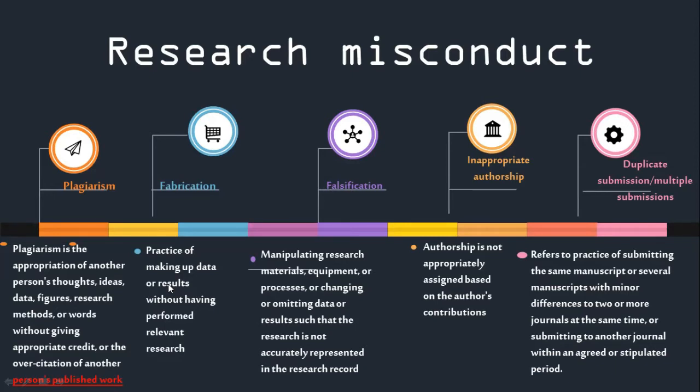So that is plagiarism plus fabrication. These three things, I hope it is clear. Then comes the inappropriate authorship. We will again see about this inappropriate authorship in the coming slides. In layman's terms, it is when authorship is not appropriately assigned based on the author's contribution. Then let us see what is duplicate submission.